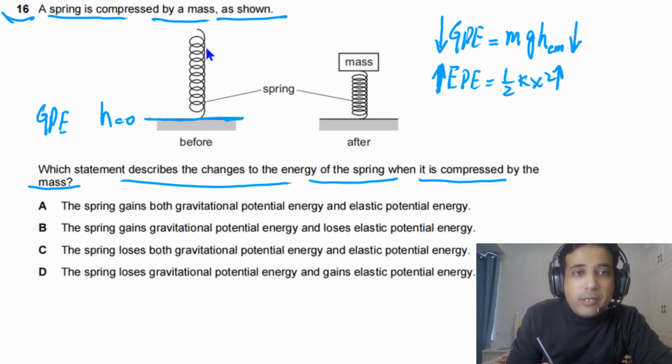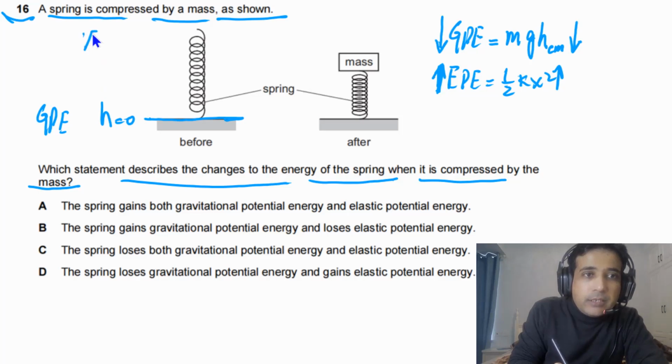Here elastic potential energy is equal to 0 because x is equal to 0. So we can say in this case EPE is equal to 0. Why is EPE equal to 0? Because compression in the spring is equal to 0.